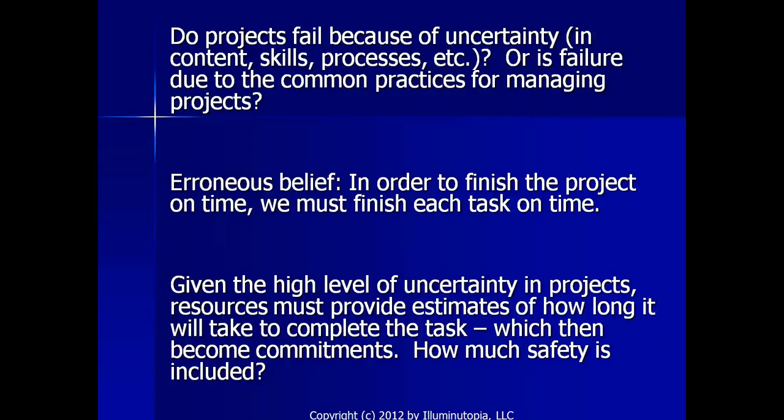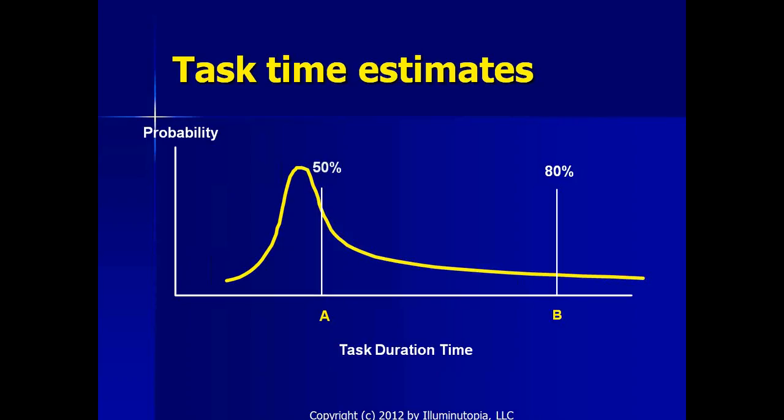So let's now look into understanding why this belief is actually erroneous. If you look at a typical task, we might see a distribution like this for how long it would take. And imagine that you're a person who's responsible for delivering this task, and your performance is being measured based on whether or not you meet your estimates of how long it will take to do the task. Which time will you give? Time A or time B?